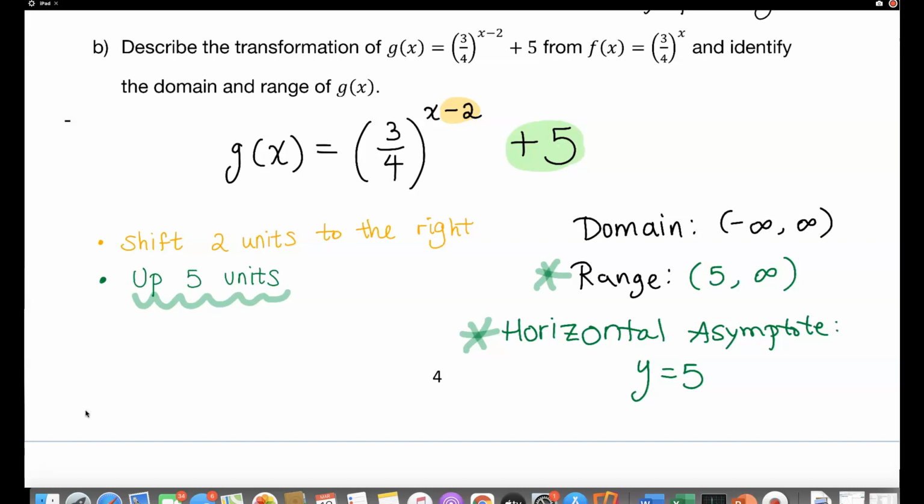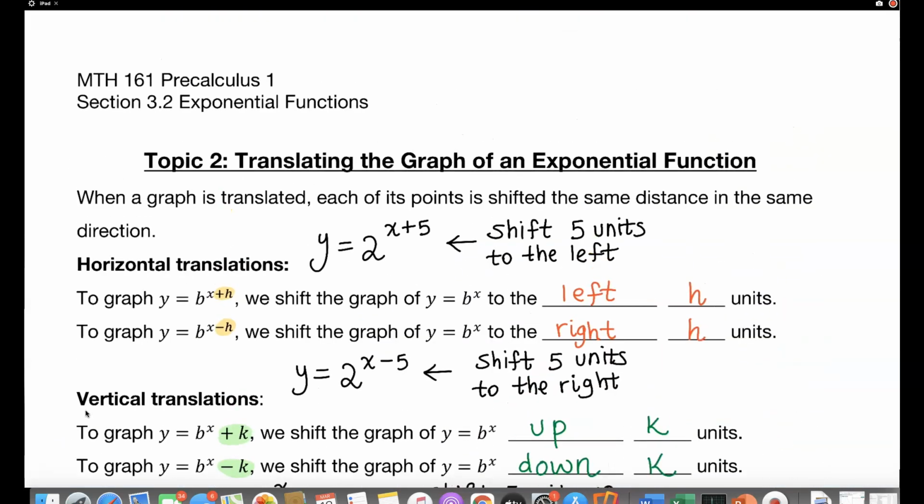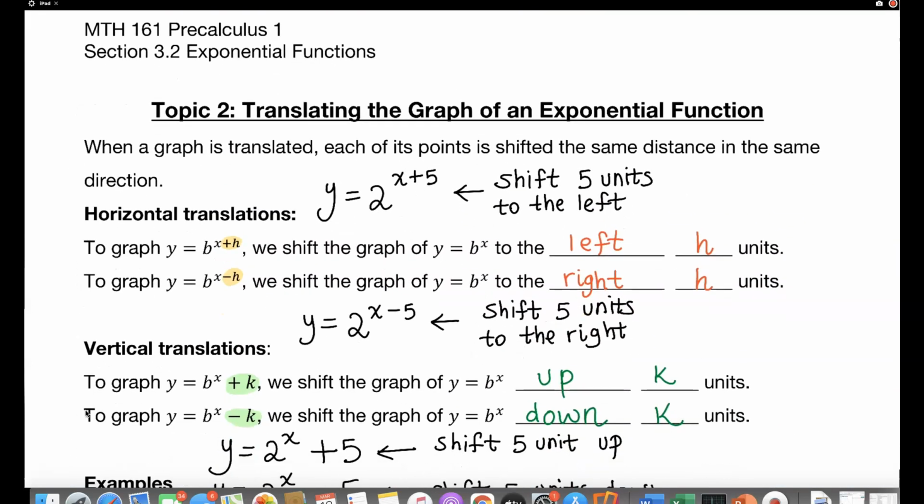I think I noticed a tiny typo here. Maybe you can change the name of this function to g of x for me and everything will be perfect. So that is enough. That is it for translation of exponential functions.